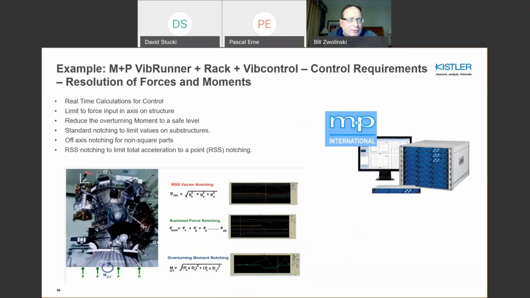In terms of what's out there in terms of capabilities for real-time control, the M+P system I show here just as an example. There are others. Real-time control and calculations of forces and moments. You can do vector notching, force notching, overturning moment notching. All can be done with every channel of the force measurement system going into the data acquisition and controller, which is probably the most general solution to have without any pre-summing in front.